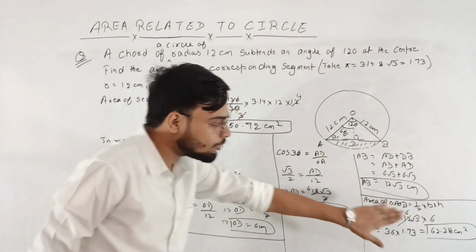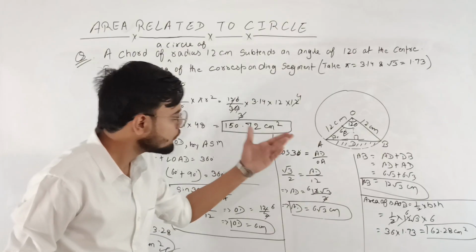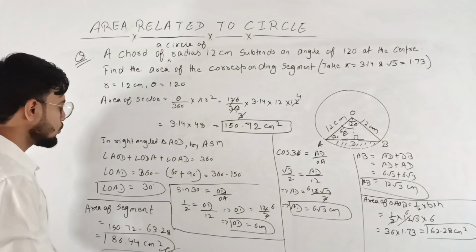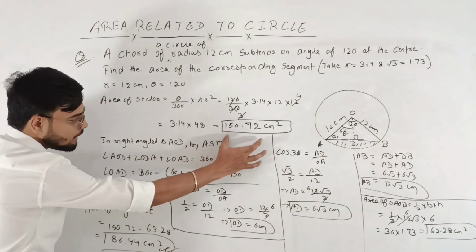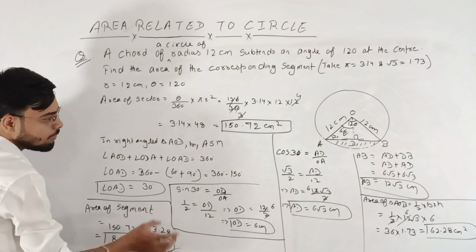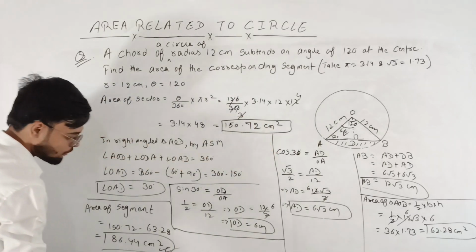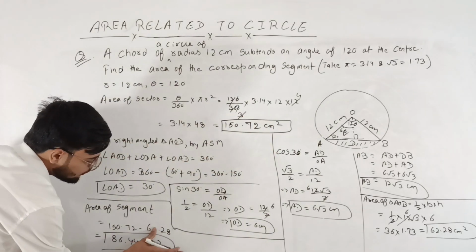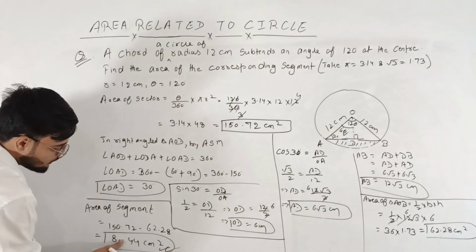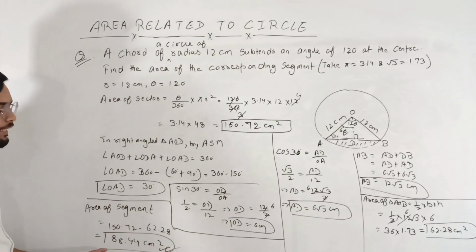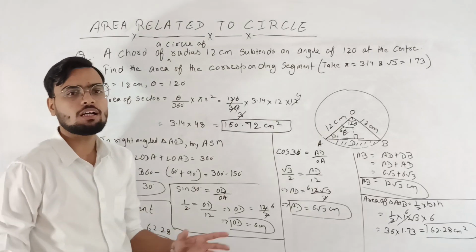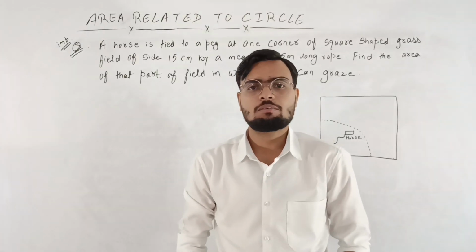Now area of sector is this, area of triangle is this. So area of segment is area of sector minus area of triangle. So look here, area of segment is area of sector 150.72 centimeter square minus 62.28 centimeter square. Now after subtracting, this is 88.44 centimeter square. Okay. Now let's move towards our next question.